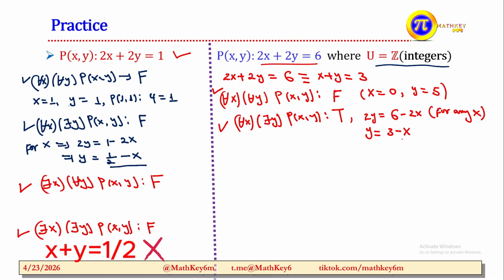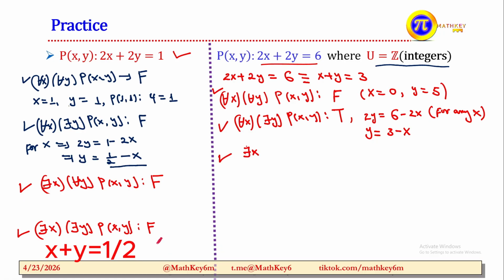Take for instance, x is 3. So y becomes 3 minus 3. Yes, we have at least one y that satisfies this condition. If we take x equal to 5, 3 minus 5 is negative 2. Yes, we can find y. So this is true.